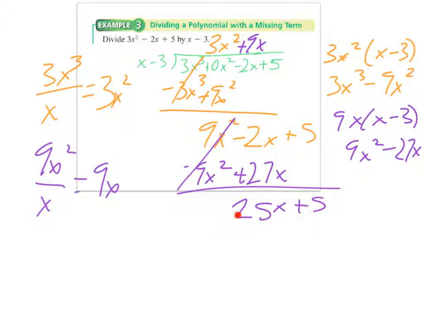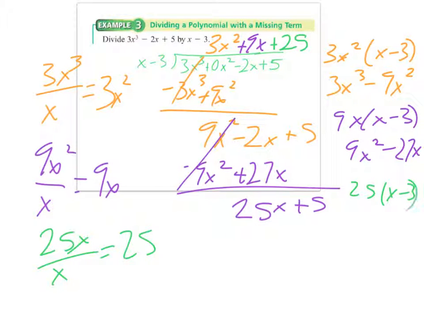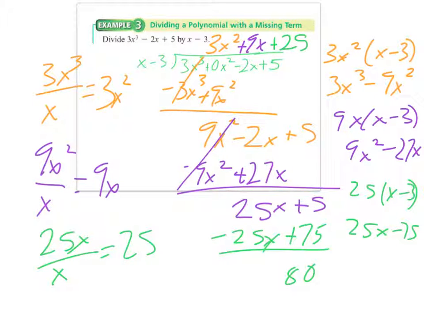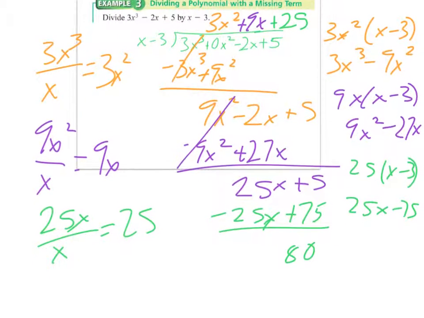Again, at this point, 25x plus 5, what's left of my dividend is the same degree as my divisor, so I'll be able to go through my process one more time. Start by dividing the 25x by x, so I get 25, and again we divide by x because that's the first term of my divisor. Multiply the 25 by x minus 3, so I get 25x minus 75. That's what I'm subtracting, so I switch the signs, so subtract the 25x, add the 75, we end up with 80. So in this case, the 80 being a smaller degree than my divisor, I can't continue, so the 80 is just my remainder in this case.